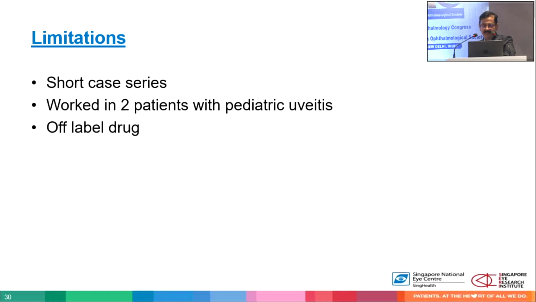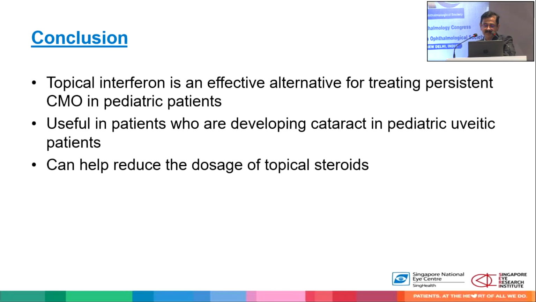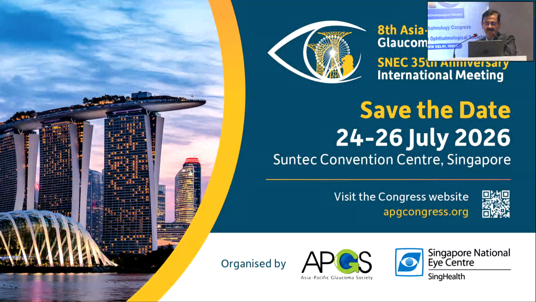The limitations of this are that it's a short case series. It worked in 2 patients with pediatric uveitis. It's an off-label drug. We didn't have any complications. The complications in some of our elderly patients were conjunctival congestion, punctate epithelial erosions, photophobia, and some lid swelling, but in all 3 of our pediatric patients, we didn't have any of those complications. So probably we can explore this as an effective alternative for treating persistent CMO in pediatric patients, and it also helps to reduce the dosage of topical steroids.